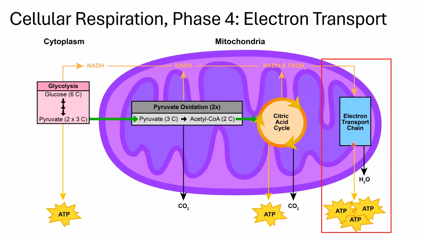The ATP here represents how a lot more ATP is made at this step than in any other step. You don't need to know the number for this class, but the ballpark is generally a little over 30 ATPs made from the electron transport chain.